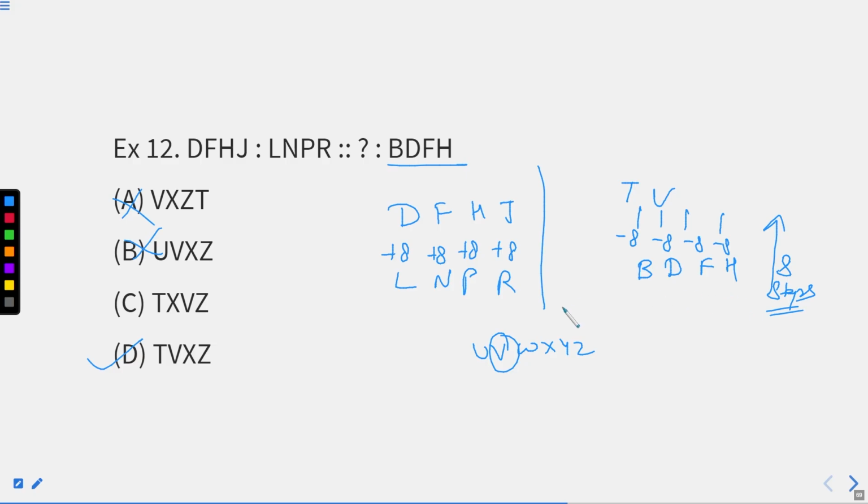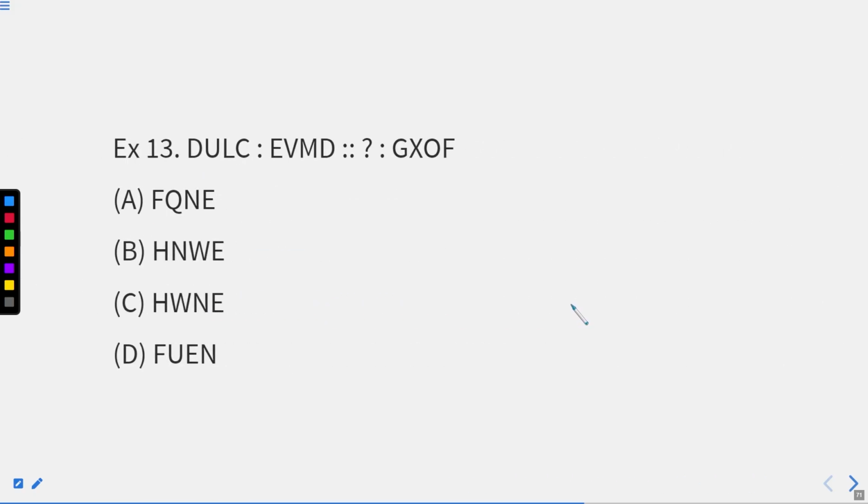Okay students, now a few more questions on the basis of the same pattern. I'm quickly following the same steps. First, write the question properly, that is DULC, which is converted into EVMD. What is the procedure? D converted into E comes out to be +1. U converted into V is again +1. L to M is +1. C to D is +1. So we have G, X, O, F.